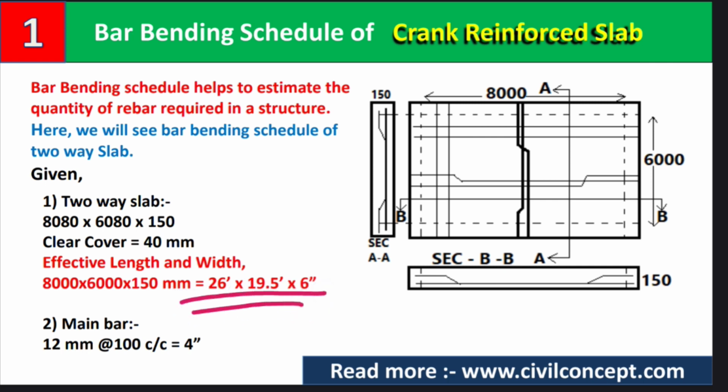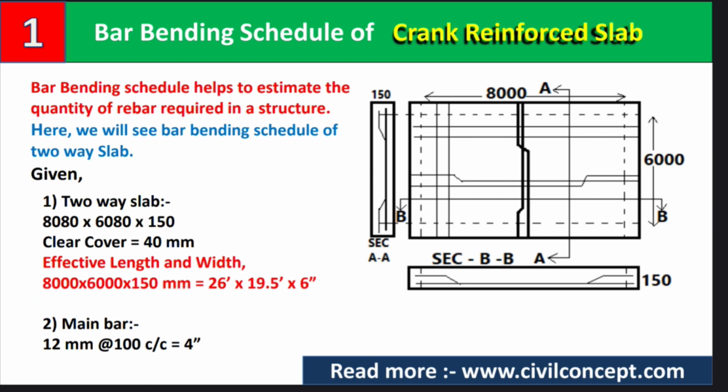So what is the effective length? For example, this is our slab, and if we subtract the clear cover from this slab, we get the length of this rod. After subtracting the clear cover, we get this dimension in mm. You can calculate in mm, or you can calculate in feet and inch. Here all calculations will be in mm, and we will calculate all the dimensions in mm, as center to center distance, as well as the length and width of this slab.